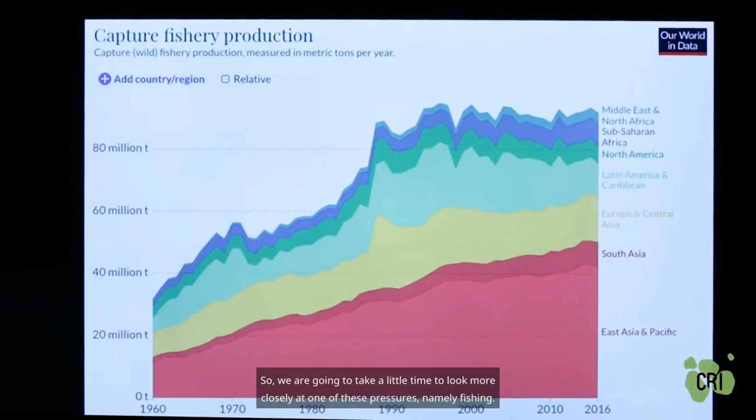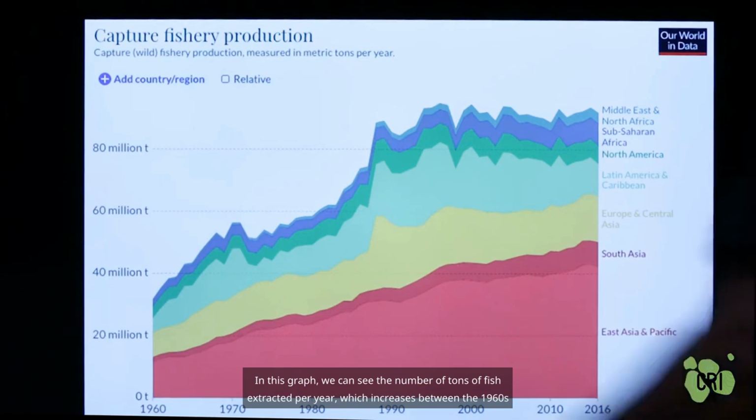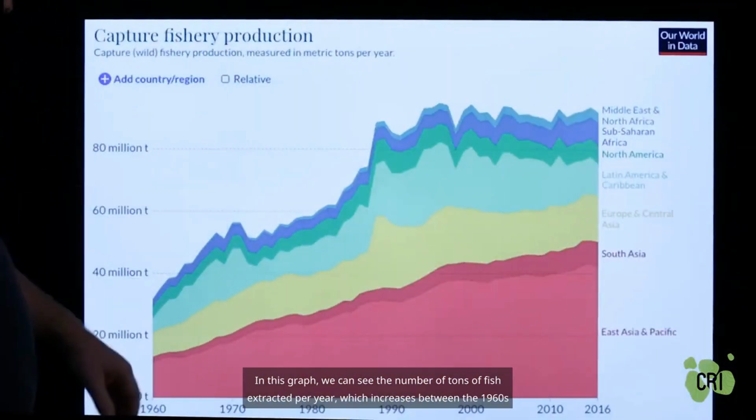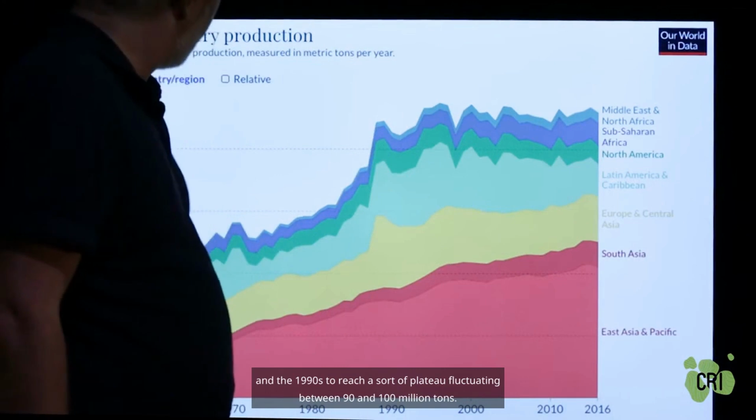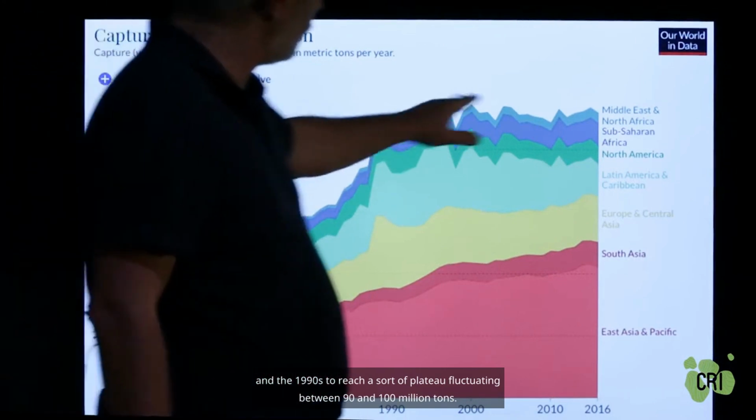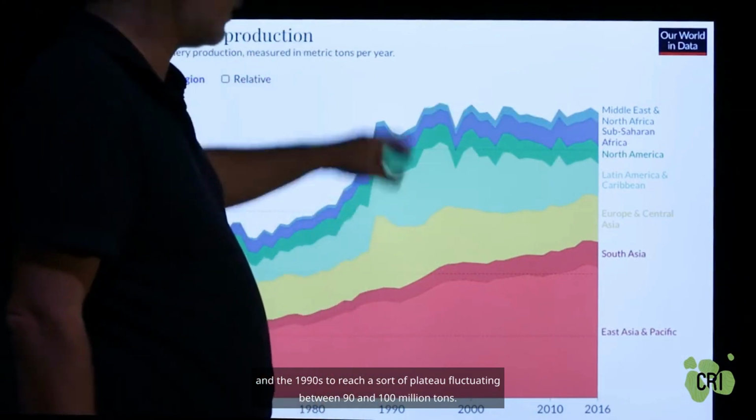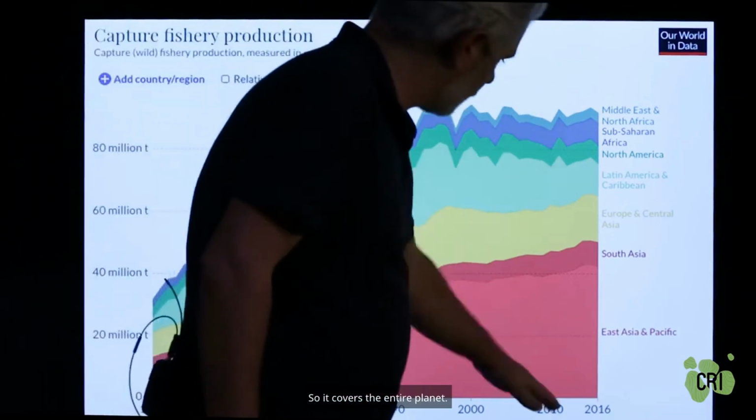So, we are going to take a little time to look more closely at one of these pressures, namely fishing. In this graph, we can see the number of tons of fish extracted per year, which increases between the 1960s and the 1990s to reach a sort of plateau, fluctuating between 90 and 100 million tons. So it covers the entire planet.